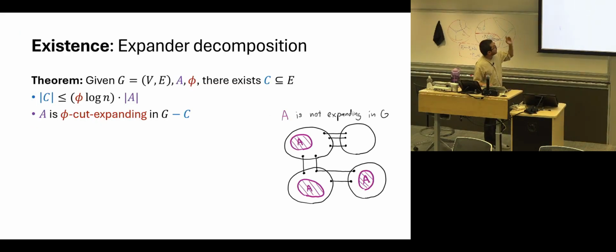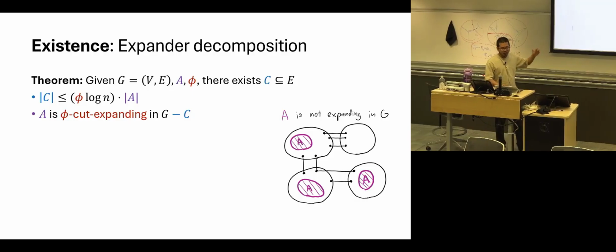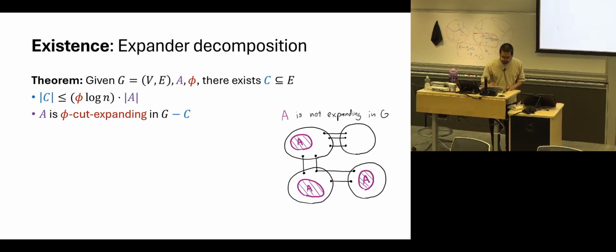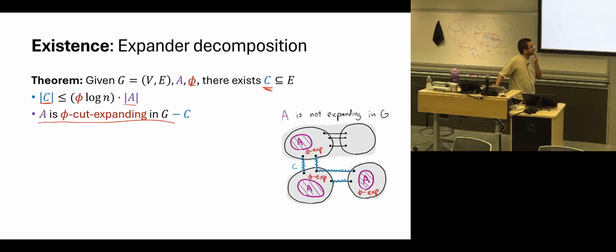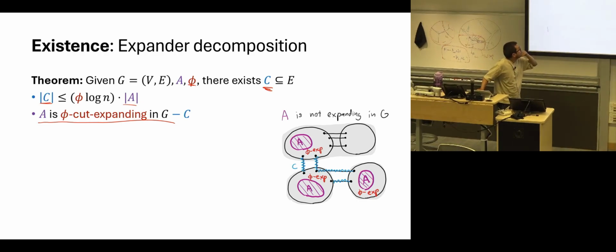Just to recall, expander decomposition. You have a graph, a node weighting, and phi, and you want to compute a cut C such that the cut size is something like phi log n times the node weighting size, and the node weighting is expanding. So you find a cut so that A is expanding in each component.